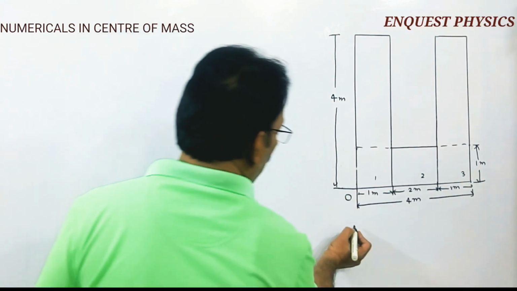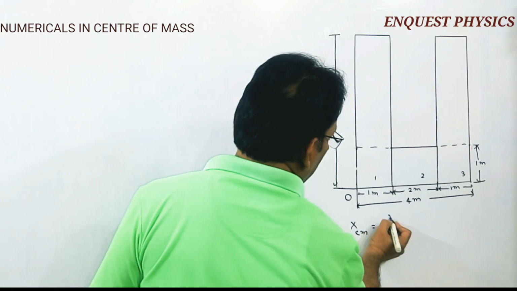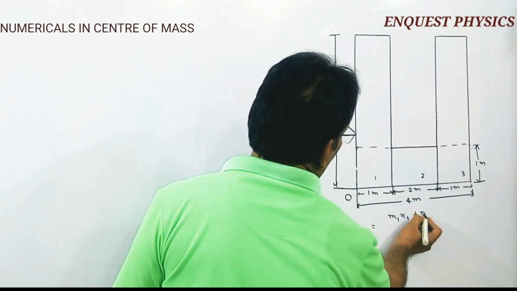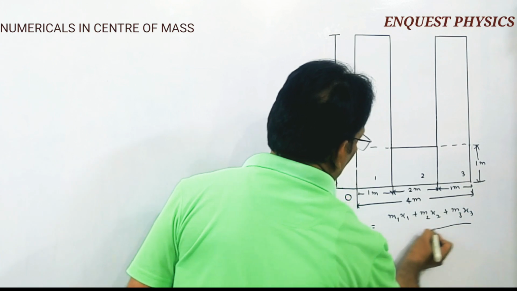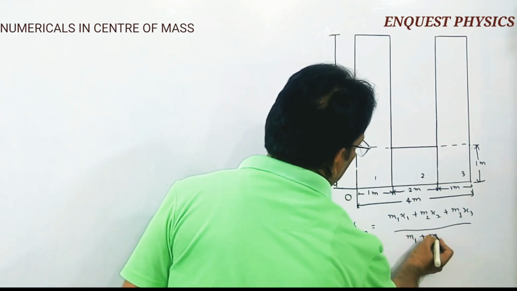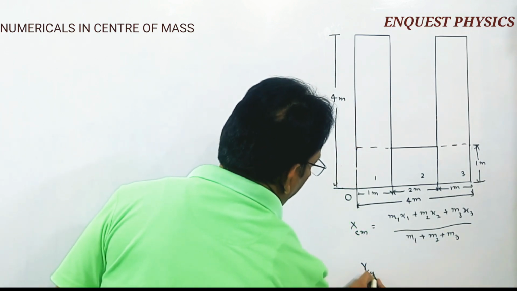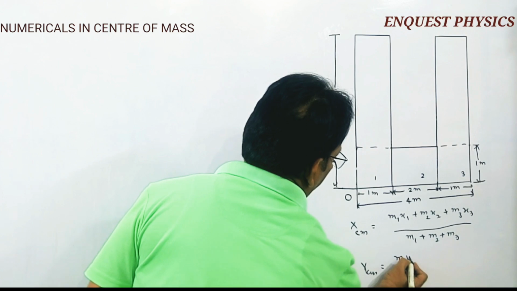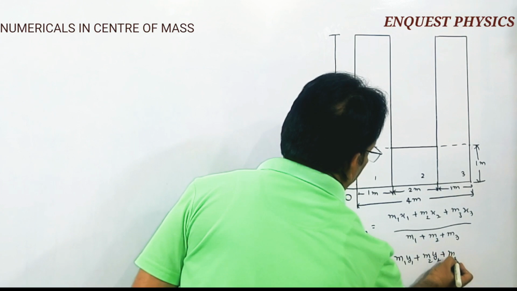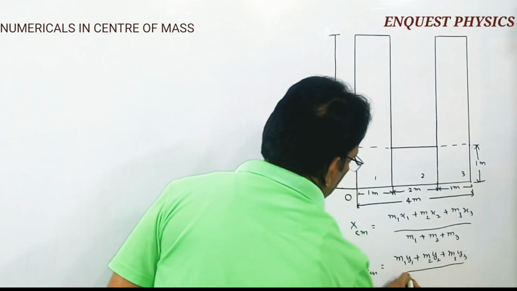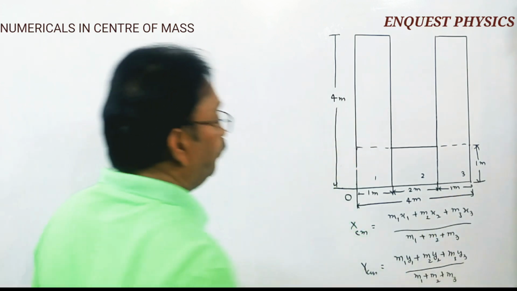As usual, the center of mass of the three-body system along the x-axis can be written as xcm is equal to m1 x1 plus m2 x2 plus m3 x3 upon m1 plus m2 plus m3. And similarly, ycm can be had with the same notations, m1 y1 plus m2 y2 plus m3 y3 upon m1 plus m2 plus m3.